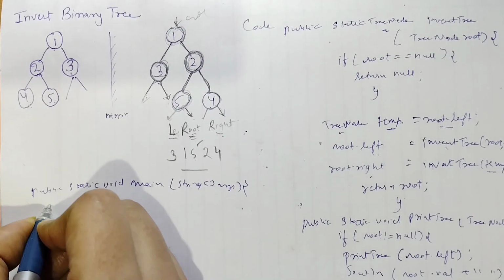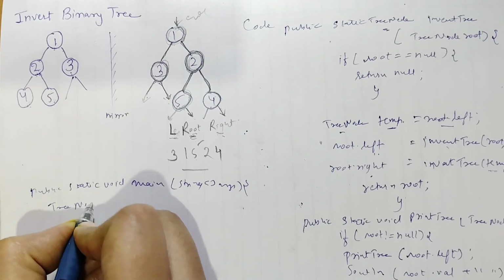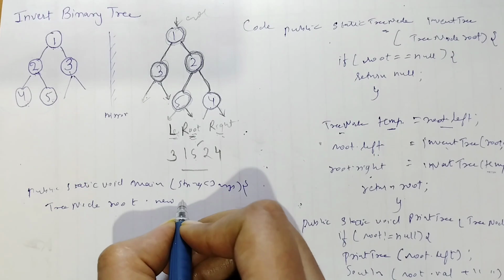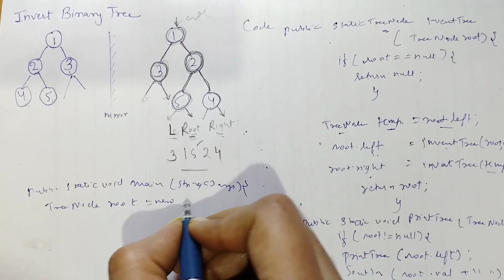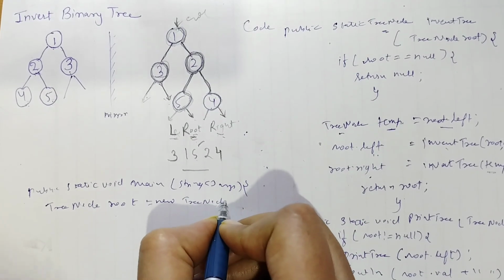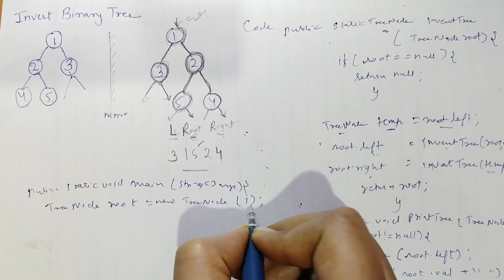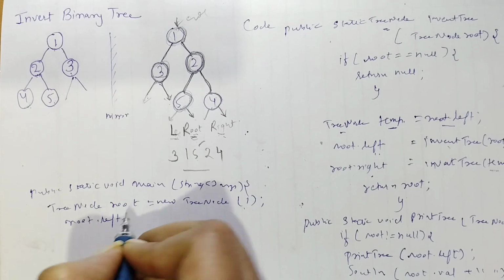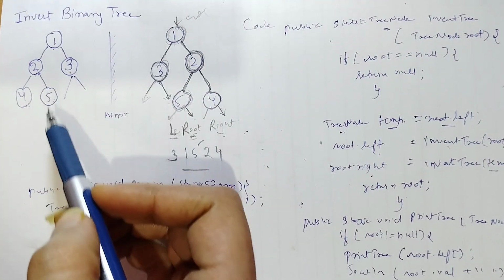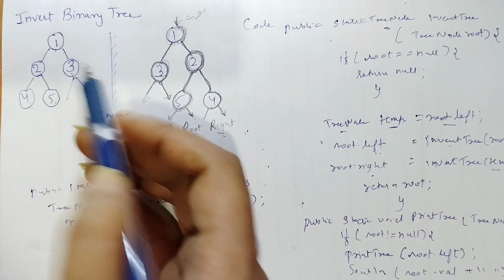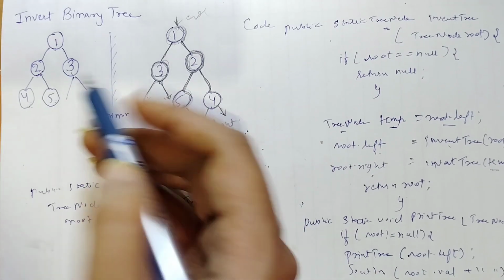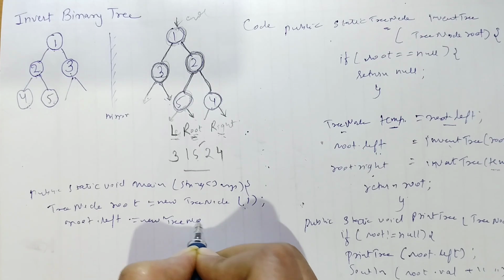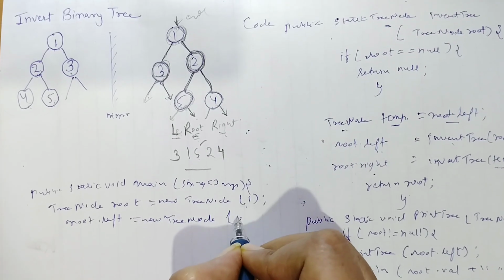For telling our code editor, we will write here TreeNode root. We are telling our code editor that our tree node root is 1. Its value is 1. Then we will tell its left. So for root dot left, we have to tell our code editor that this is our root node, which is 1, and its left child is 2. So we write root dot left is new TreeNode, that is 2.